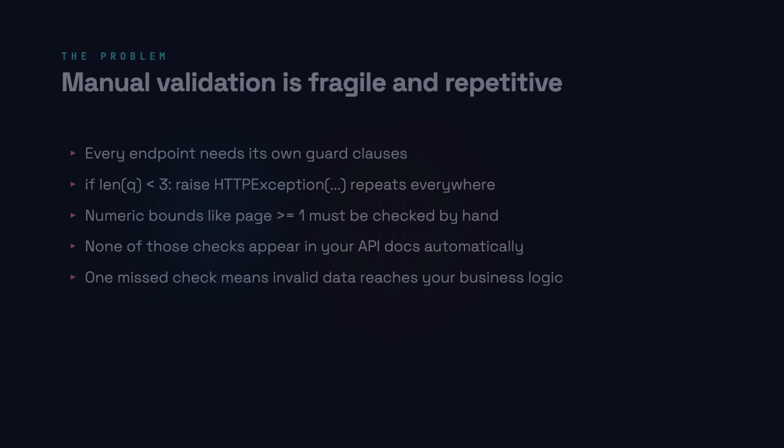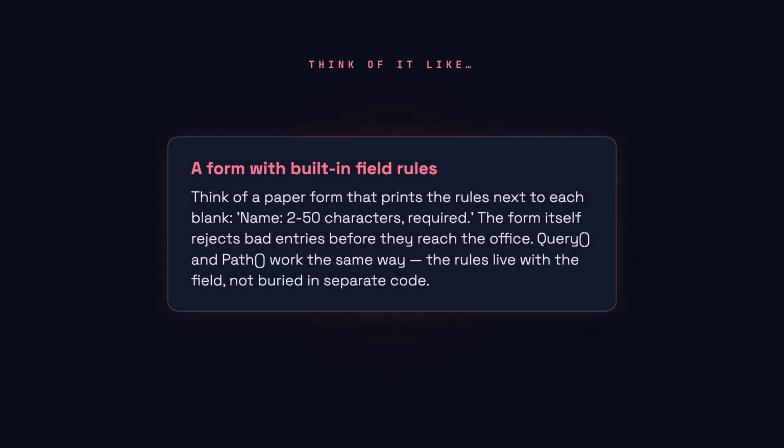Here is a useful way to picture it. A well-designed paper form does not rely on the clerk to remember the rules. The rules are printed right beside each field. FastAPI's Query and Path functions are exactly that. You declare the constraint once, right where the parameter is defined, and FastAPI enforces it before your function ever runs.